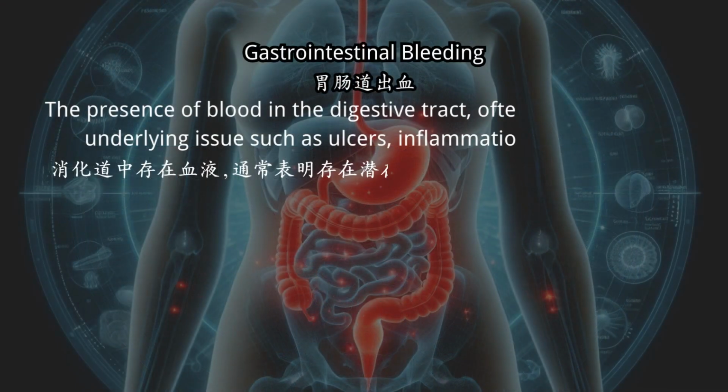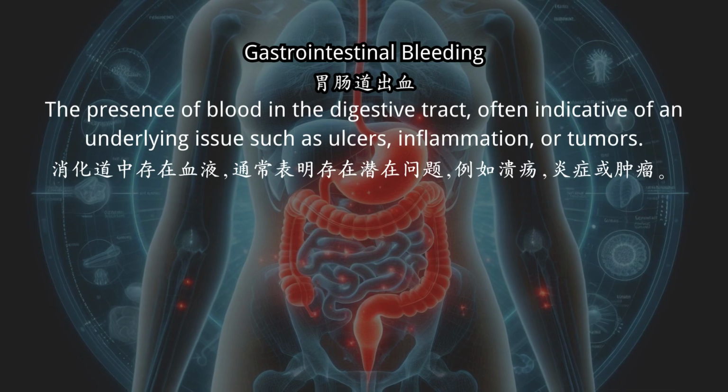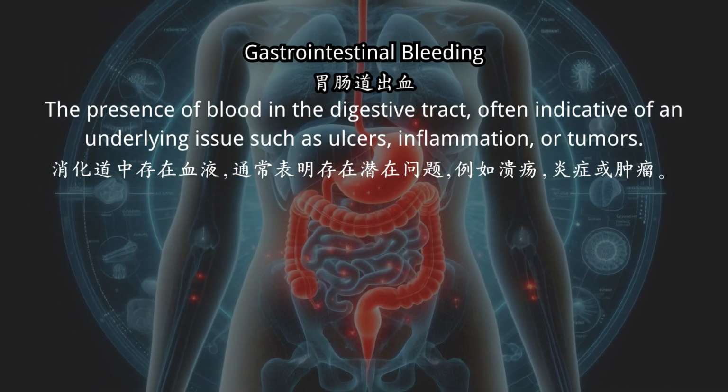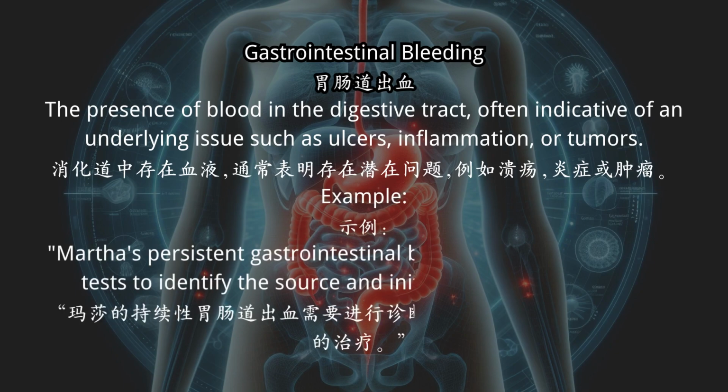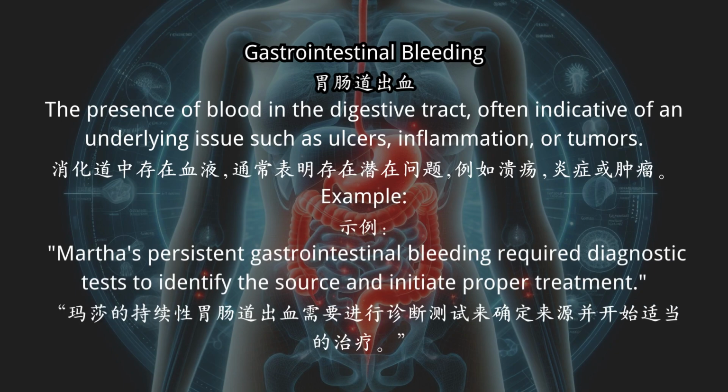Gastrointestinal bleeding, the presence of blood in the digestive tract, often indicative of an underlying issue such as ulcers, inflammation, or tumors. Example: Martha's persistent gastrointestinal bleeding required diagnostic tests to identify the source and initiate proper treatment.